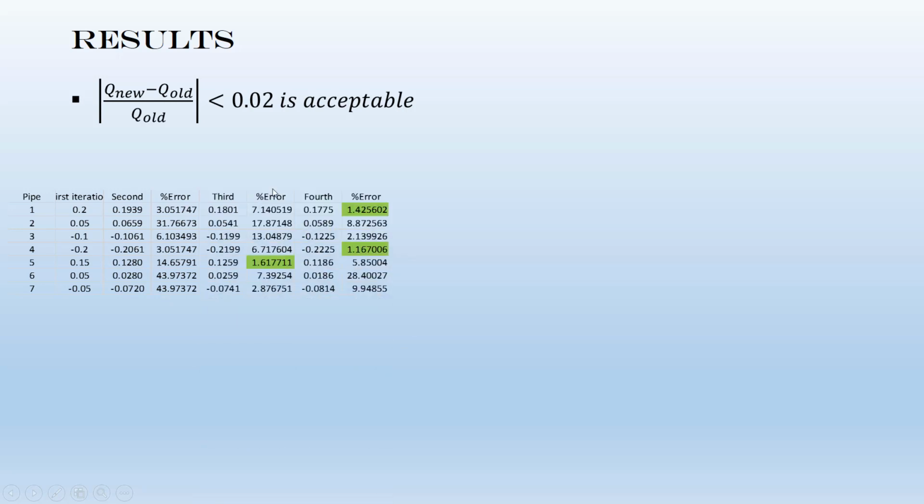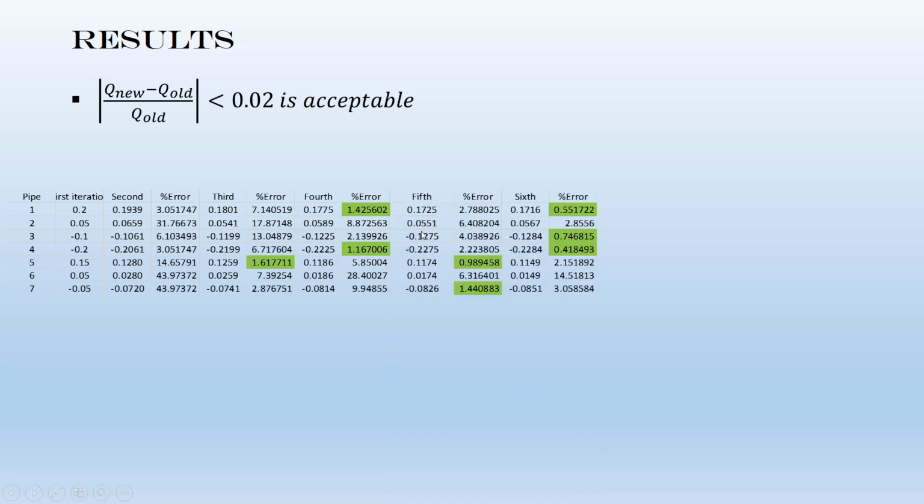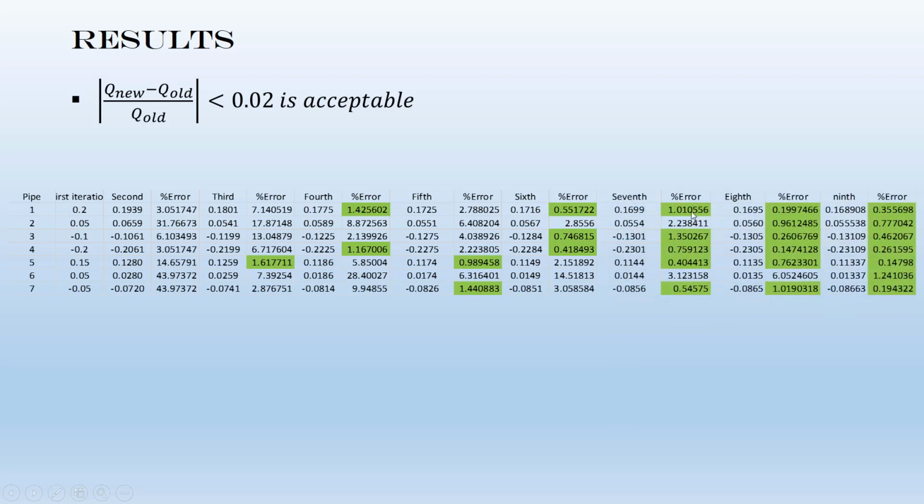I continue for the third one. There is just one pipe with the error less than 2%. For the fourth one, we have two pipes with the error less than 2%. So we need to repeat it. For the fifth one, again, we have two pipes with the error less than 2%. So we need to continue. For the sixth one, we have three pipes. Again, we need to continue. Seven, we have more pipes with error less than 2%. And then at the eighth iteration, there is only one pipe with the error more than 2%. And if we just continue to the ninth one, all errors will be less than 2%.